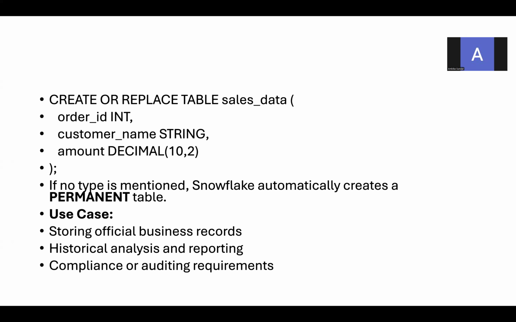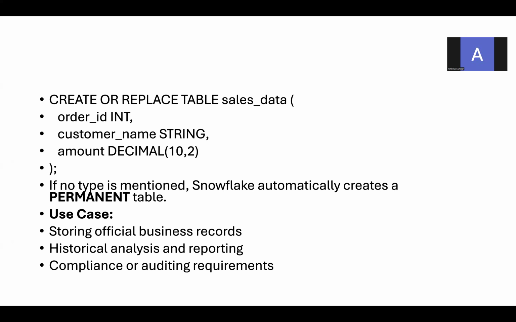If no type is mentioned, Snowflake automatically creates a permanent table. If you are not going to mention what type of table it is, Snowflake by default creates it as a permanent table. What are the use cases of a permanent table? Storing official business records, historical analysis and reporting, compliance or auditing requirements.